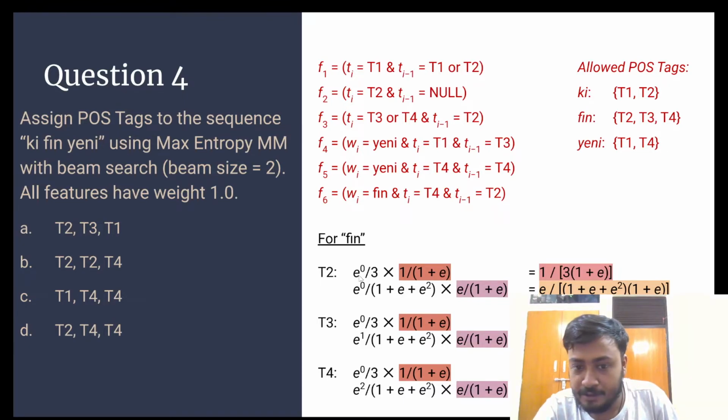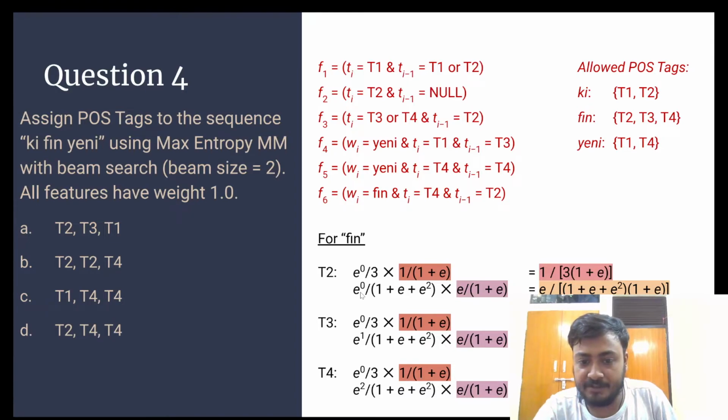Alright, so that is why we have e to the power 0 over here. Why 3 as denominator? You will see when you do the normalization. So leave the denominators first, just do the numerators, and then you sum up the different numerators to get the common denominator. Alright, so this is this case. Now let us have a look at the next case, which is current tag t2, previous tag t2, current word fin.